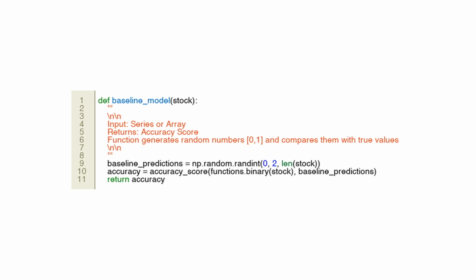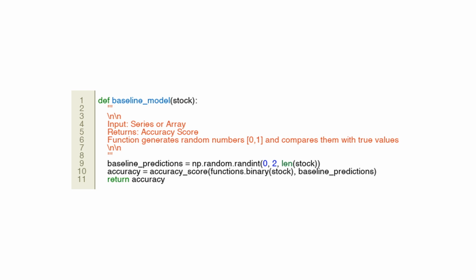Next, the function calculates the accuracy of these random predictions by comparing them with the actual values of the stock data that have been processed by a binary transformation function, functions.binaryStock. This binary function is presumably used to convert the stock data into a binary format, 0 or 1, compatible with the baseline predictions, but its implementation details are not provided. The accuracy score function, likely imported from a machine learning library such as scikit-learn, is used to measure the proportion of correct predictions, how many of the random guesses match the true binary values of the stock data.